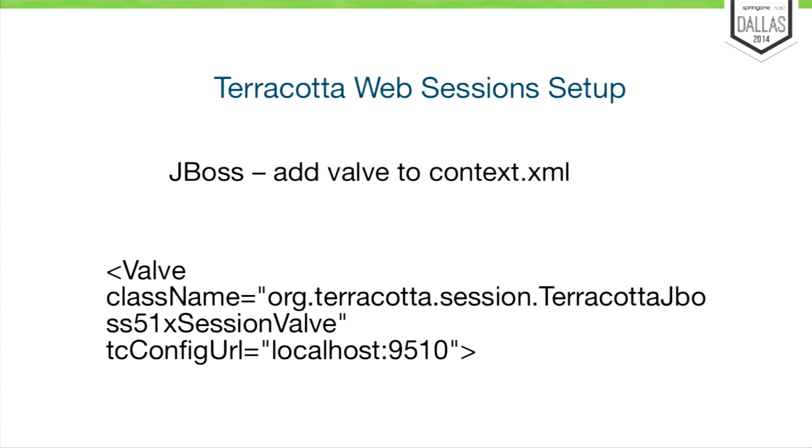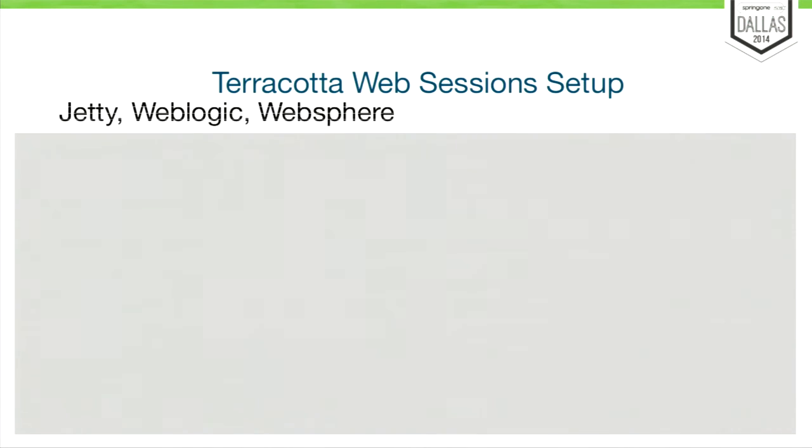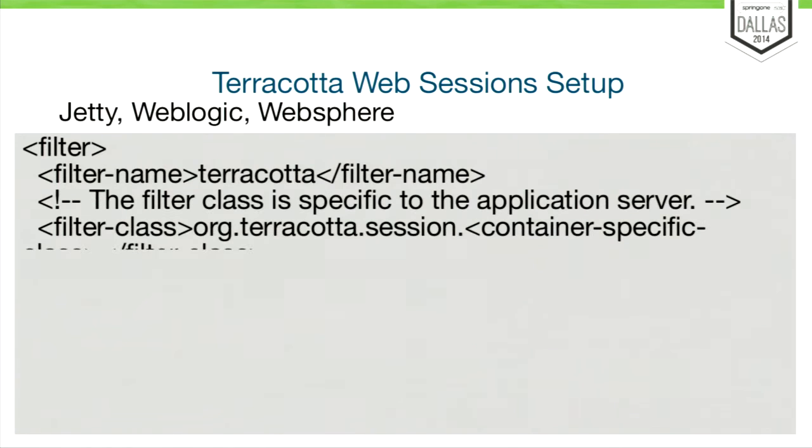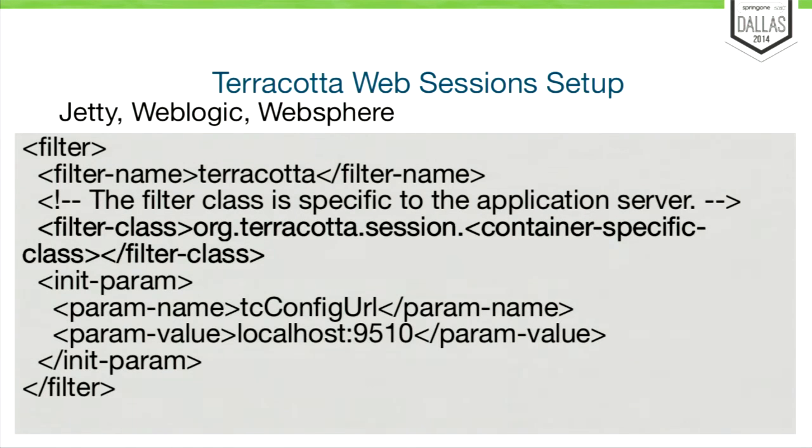Here's JBoss, same kind of thing. There's just a JBoss class, so if you look at the current version of the docs, it'll give you the right one for your container. And for Jetty, WebLogic, and WebSphere, it's this filter type of approach in the web.xml. When this thing loads, it takes over all of your session management, and this is where your config file is located. Again, this config file needs to be accessible to all the nodes. I currently keep it on an S3 bucket on Amazon, because that's always pretty reliable, and then load it in memory.